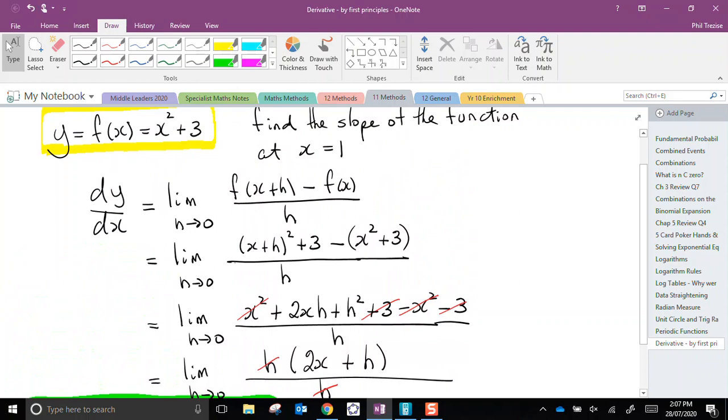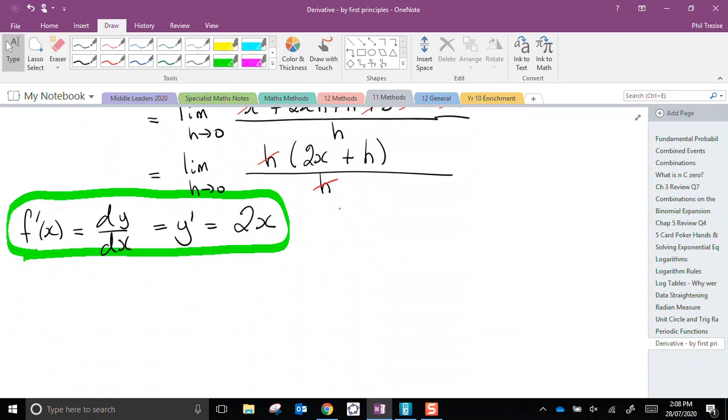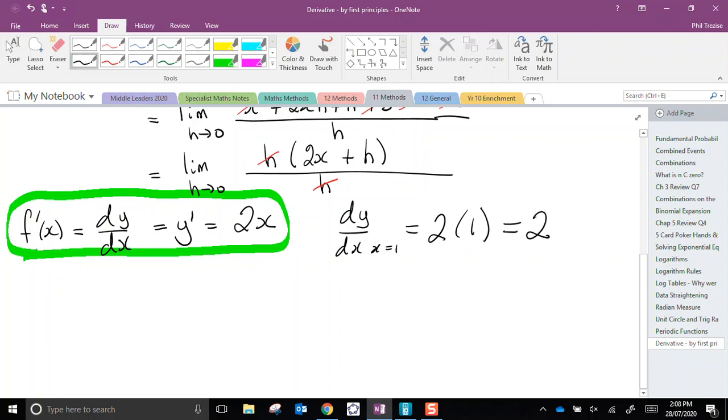Now, we were supposed to find the slope of the function when x equaled 1. To do that, we substitute. So we write dy dx. Now some people put x equals 1 here, and so our function is 2 times x. Well, we gave x was 1, so that's just 2, isn't it?